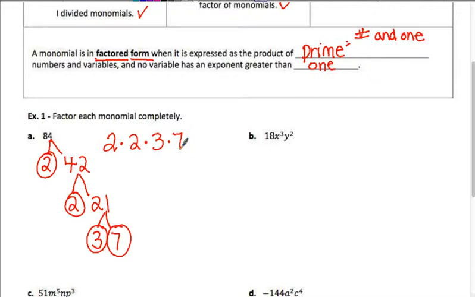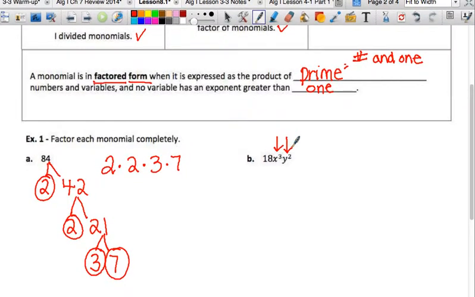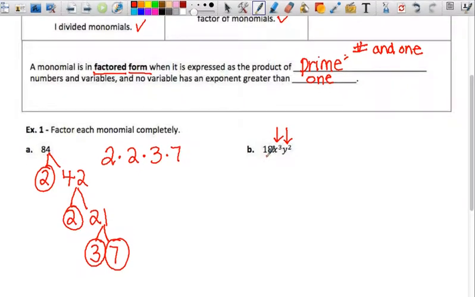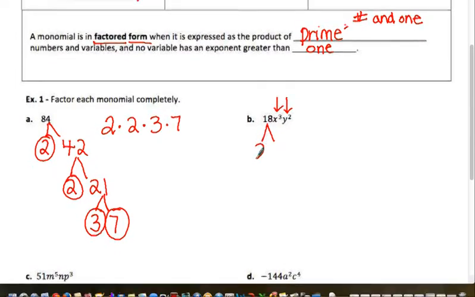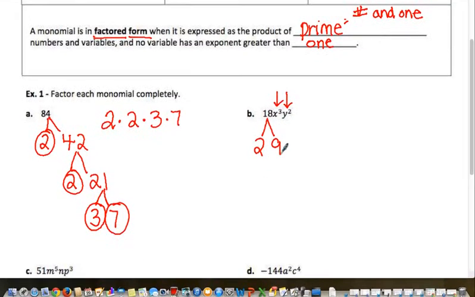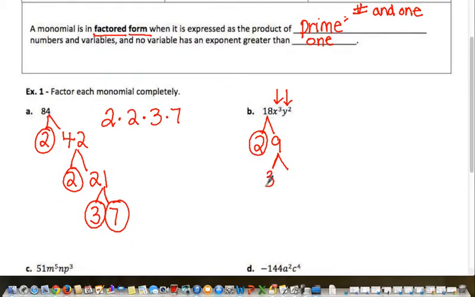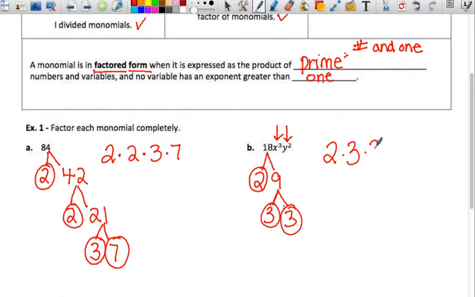So when I look at B, B is different because now we are dealing with variables as well. But those are pretty easy to add on to the skill we already know. So the first thing I'm going to do is break 18 into its prime factors. So again, it's even, so I'm going to do 2, and that will be 9. So 2 is a prime factor. 9 can be broken into 3 and 3. So that is now broken down into prime factors. So 2 times 3 times 3.